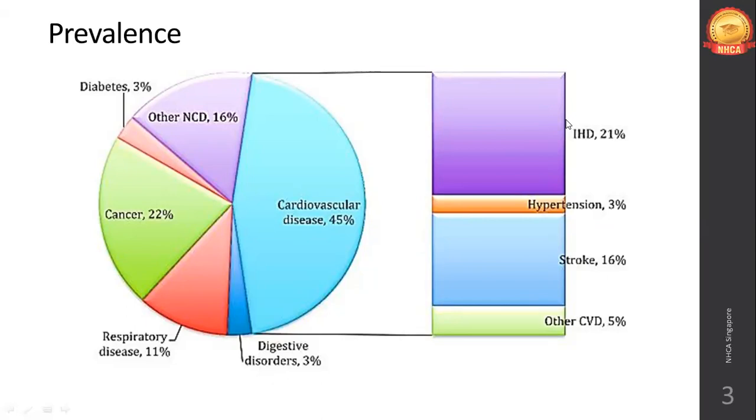Especially people in the higher socioeconomic group are the first to adopt an advanced lifestyle, with a high saturated fatty acid diet. They have a very sedentary lifestyle. There is no agriculture.